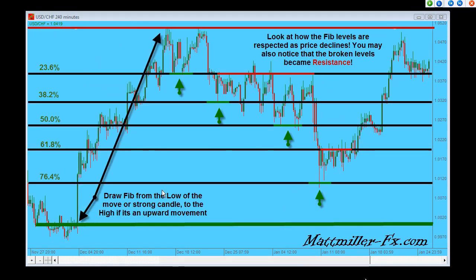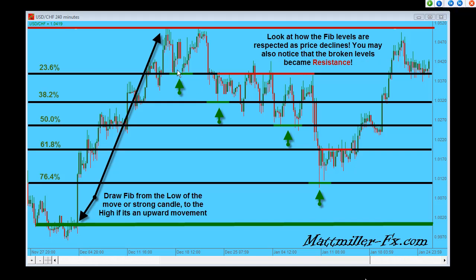Alright, so now we're going to talk a little bit about Fibonacci. I usually go from the low or a strong candle if there is one. So in this case I went from the strong candle, and I took it from the strong candle down here up to the highs right here. And I kind of made this pretty visually easy to see for you guys where our price bounced from.